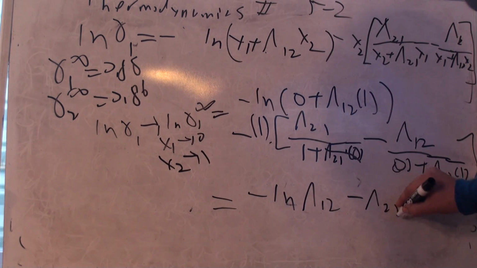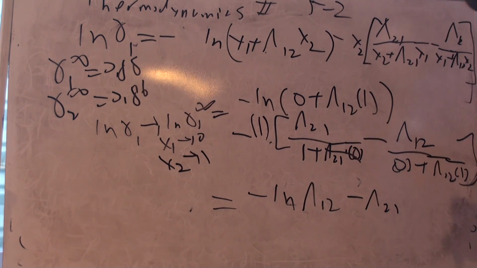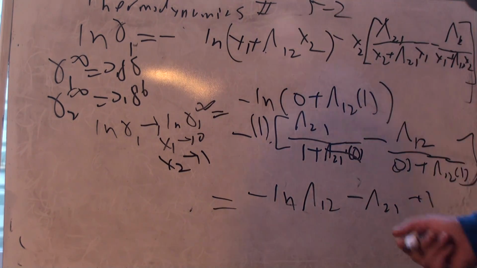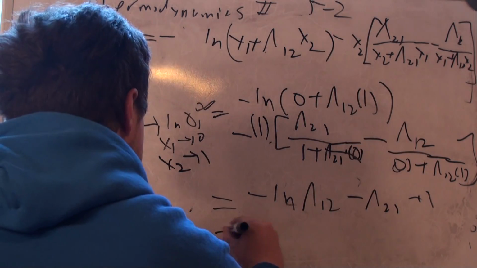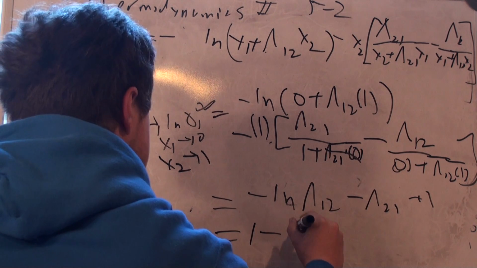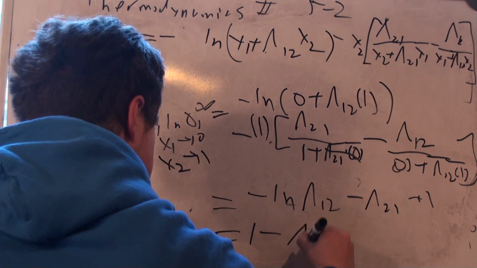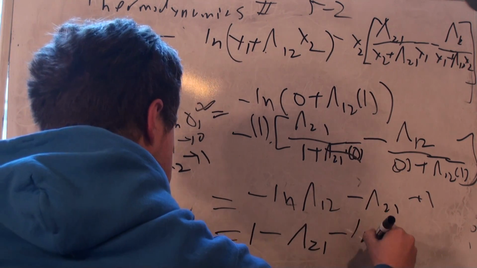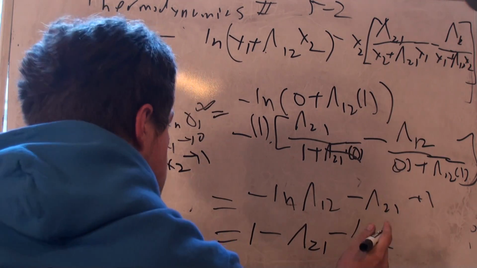So minus lambda 2,1, minus lambda 1,2 over 0 plus lambda 1,2 times 1. Okay, so that's basically minus 1, but it's a minus, so it's plus 1. Okay, so when I'm all said and done, this is equal to 1 minus lambda 2,1 minus natural log of lambda 1,2.